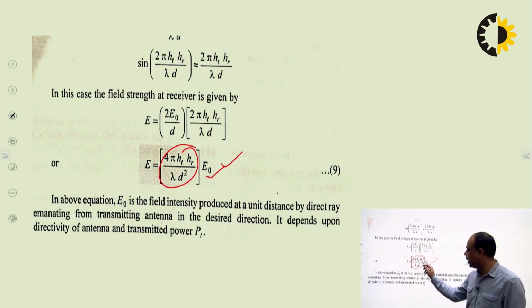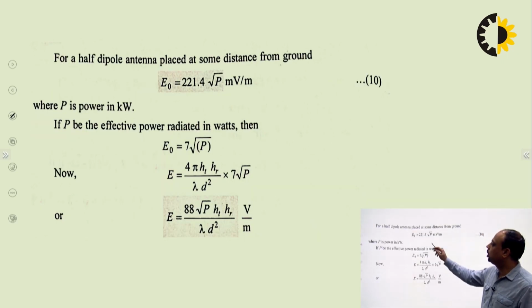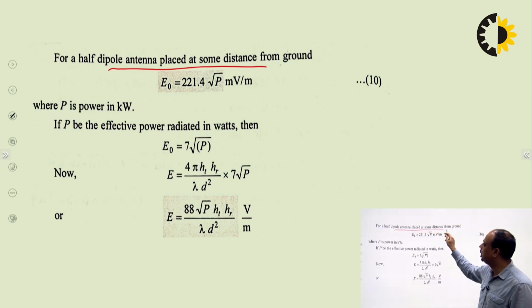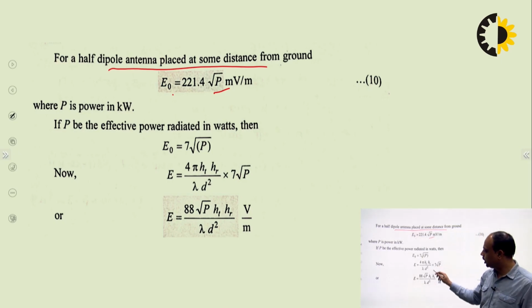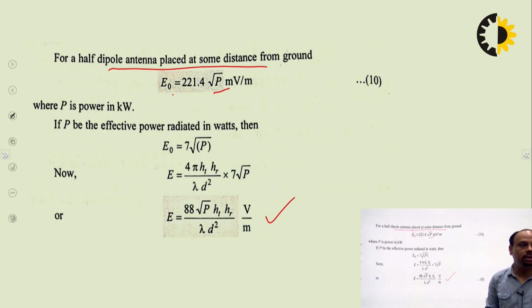By putting in approximate values of ht, hr and the distance between the antennas, we can approximate. And for the half wave dipole specifically, we have E naught equal to 2 to 1.4 times the square root of P, where P is the power in kilowatts transmitted. So E naught is equal to 7 times the square root of P. And for the half wave dipole, the electric field strength is equal to this, 88 times the square root of P, where P is the power transmitted, ht the height of the transmitting antenna, hr the height of the receiving antenna, and d the distance between the antennas, and the value is in volt per meter.